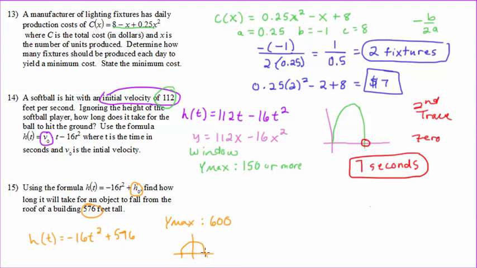And I want to find the point on the right side. I don't want a negative value for my x, because it's not going to take negative seconds to fall off the roof. I want to find this one over here. So you do second trace, 0, left bound, right bound, guess, and it will tell you your answer is 6 seconds.